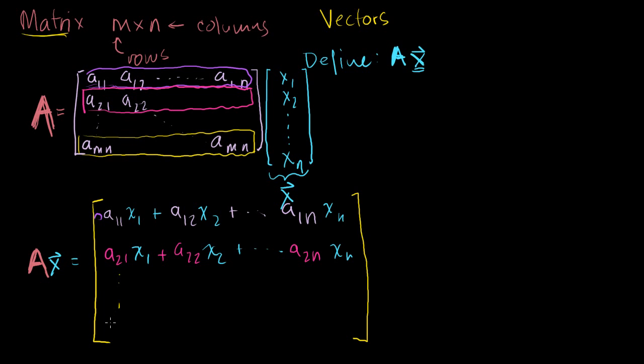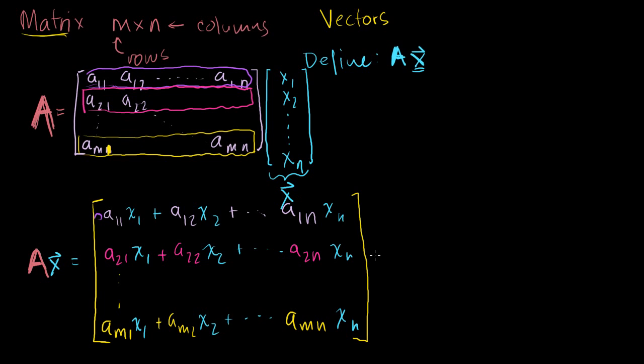And then we keep doing this for every row until we get to the mth row, and then the mth row will be am1. Oh, sorry, this is am1, right? This is the mth row, first column. am1 times x1 plus am2 times x2 all the way until we get to amn times xn.